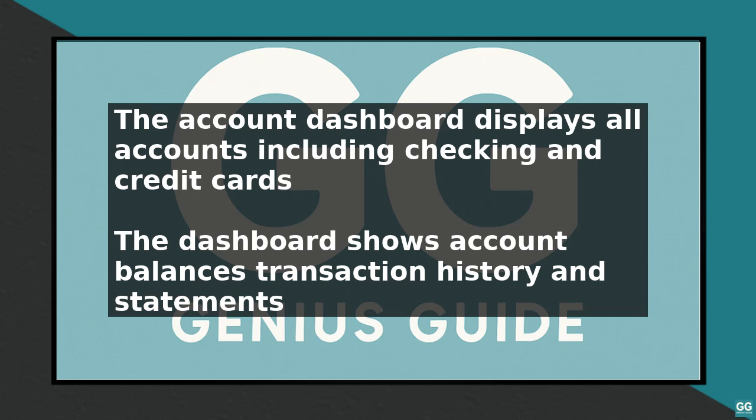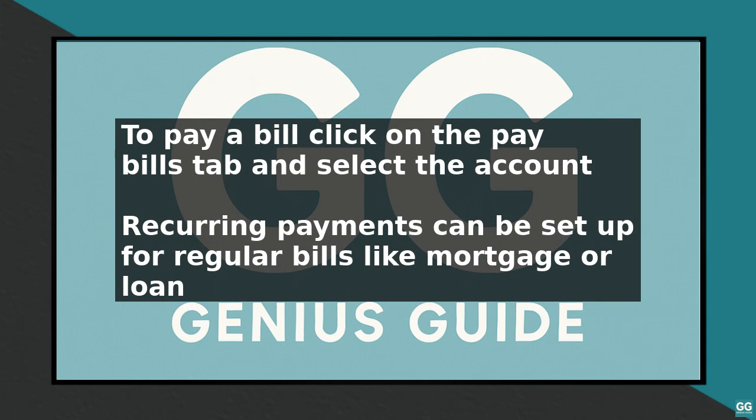To transfer funds, click on the Transfer Funds tab and select the account you want to transfer from and to. Enter the amount you want to transfer and the frequency of the transfer. You can transfer funds between your own accounts or to another TD Bank account.